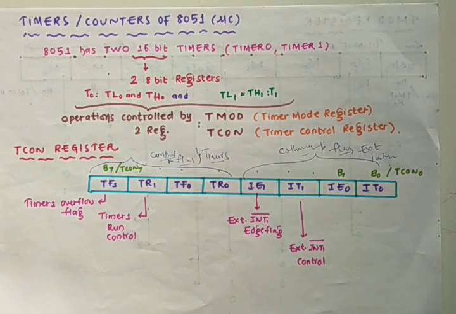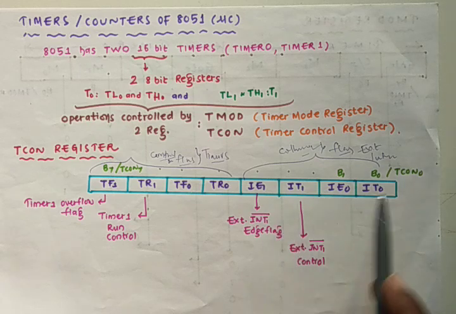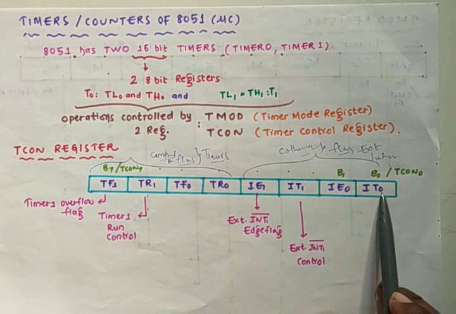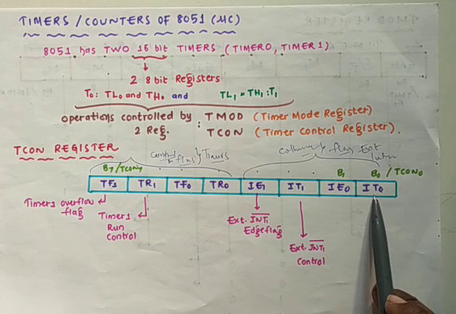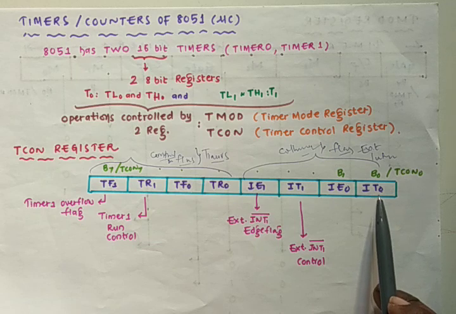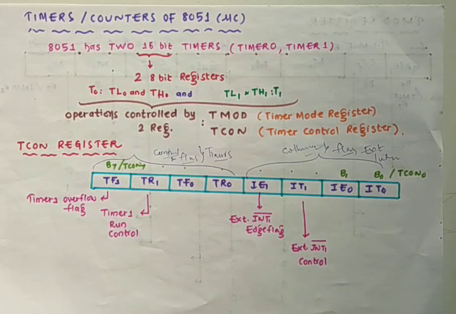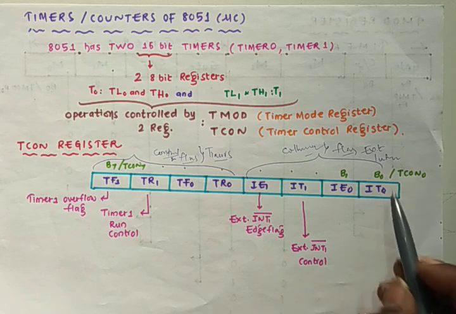See this one, IT0. IT0 is nothing but interrupt 0. We have two interrupts for the 8051, INT0 and INT1. Both are active low signals.